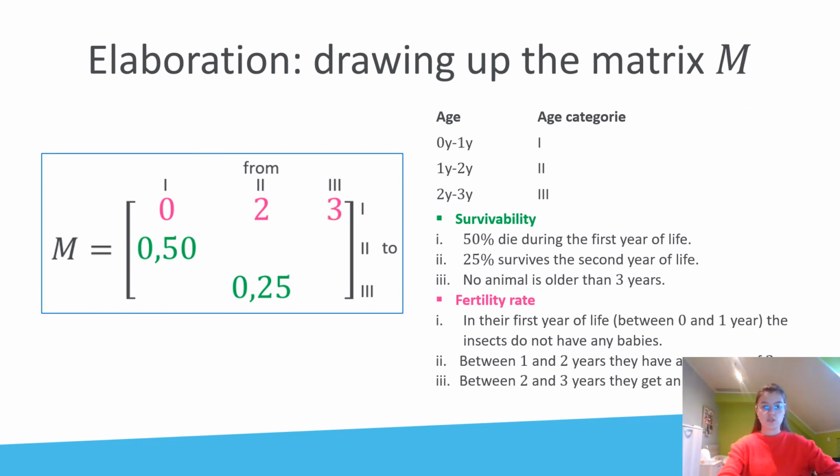At last, between the ages of 2 and 3, insects have an average of 3 babies. So in the first row in the third age category, we note 3. Notice that fertility rates are always in the first row. But what do we write in the other places? Well, from age category 2, no insects can go to age category 1. Insects, just like humans, cannot undergo rejuvenation. And from the first category, no insects can go to the third category. They cannot skip an age range. This applies to all the other places in the matrix, and for this reason we write 0 in the empty places.